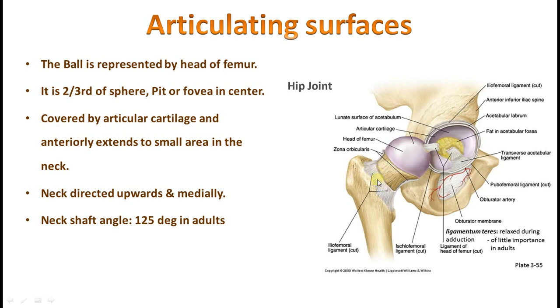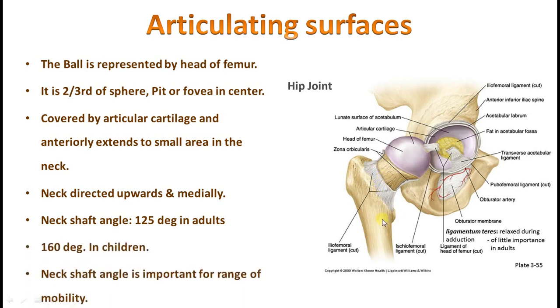In children, this neck shaft angle is about 160 degrees, so it is more of an obtuse angle; the angle is increased. The forward tilt of the head and neck is also more, more than 30 degrees. Apart from that, the neck shaft angle is very, very important for mobility.